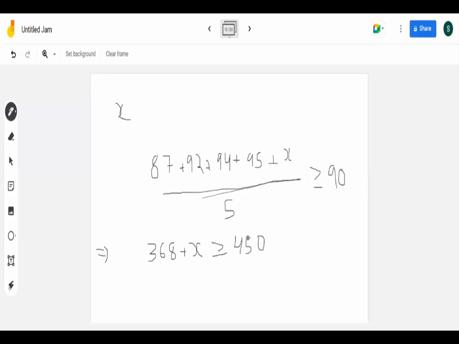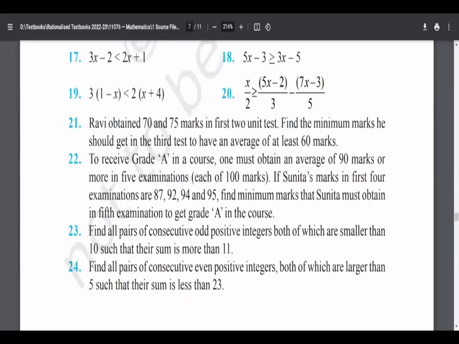So x is 450 minus 368, which is nothing but 82. So x must be greater than or equal to 82. What you can see is that the fifth subject marks must be greater than or equal to 82. So the minimum marks is 82, which is our answer. Now let us read question number 23.